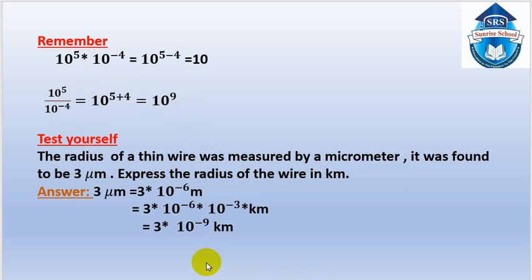Try it yourself. The radius of a thin wire was measured by micrometer. It was found to be 3 micrometers. Express the radius of the wire in kilometers. 3 micrometers equals 3. We remove micro and write its value to change to meter, then multiply by the value of meter divided by the value of kilometer. So the value becomes 3 times 10 power negative 9 kilometer.